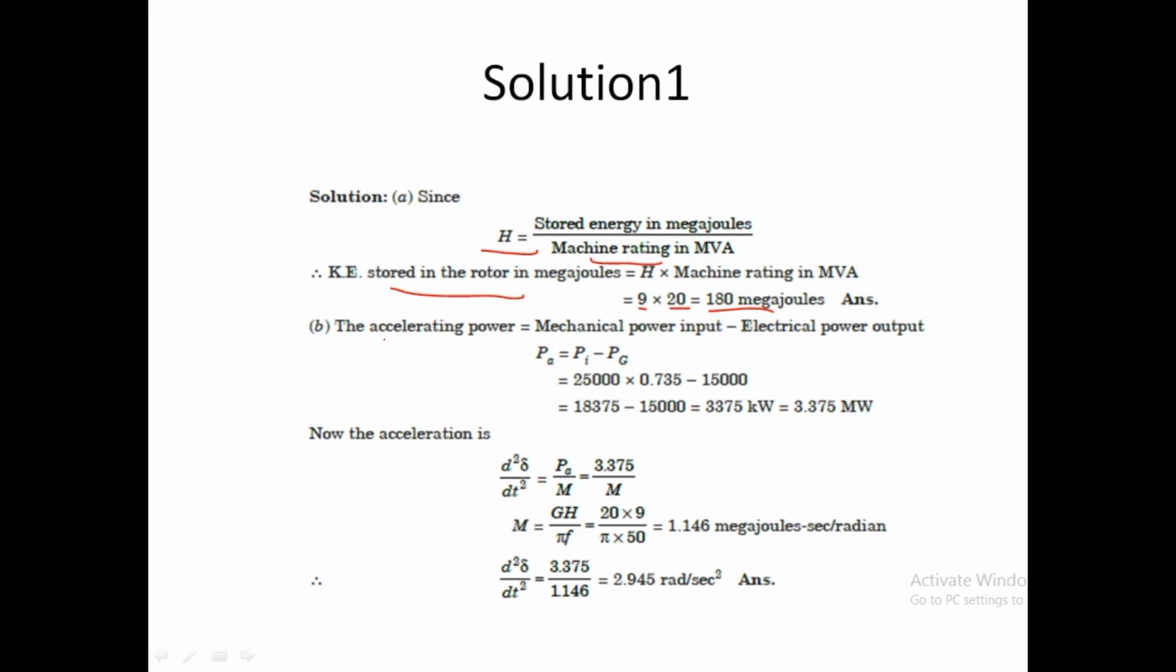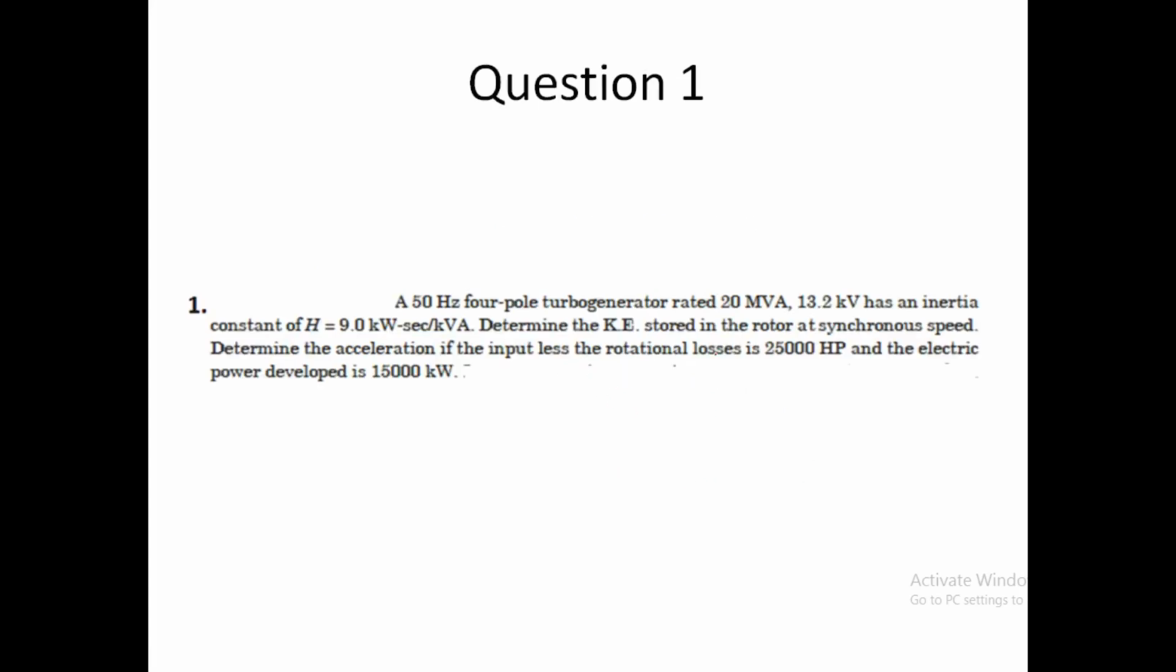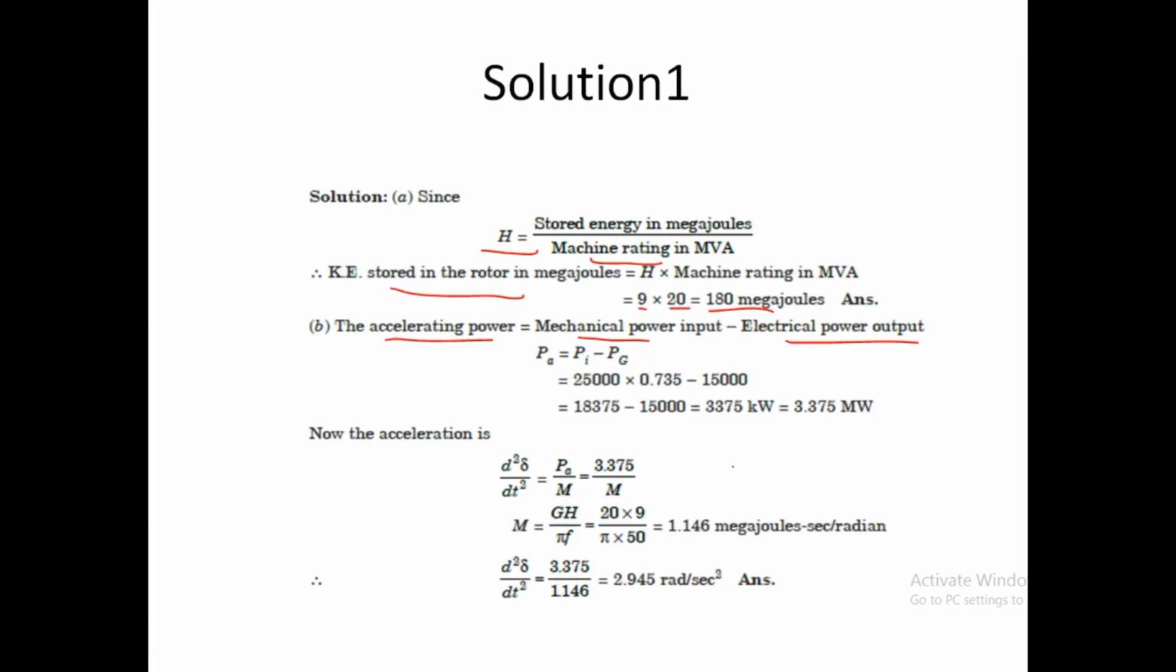So the accelerating power is what? PS minus PE, mechanical power input minus electrical power output. PS is the mechanical power input minus the rotational losses, so you have to consider this one. Input less the rotational losses is 25,000 HP. So that is the mechanical power input.